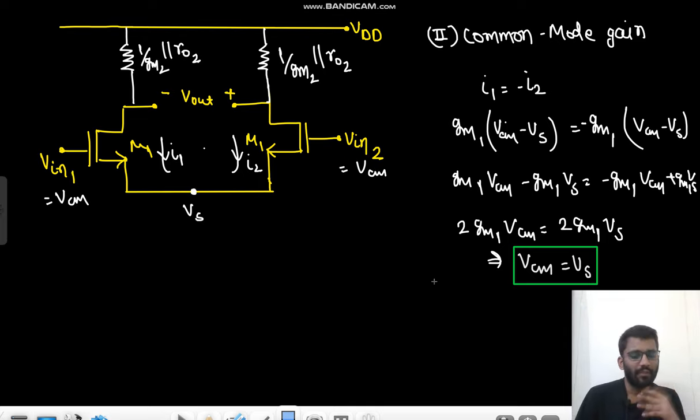Okay, in the previous case when there was voltage source, we were getting some common mode gain, but here we are getting common mode gain to be 0. So this is one of the advantages of using current source as a tail. There are more advantages. When there is a mismatch, we will see that. Okay, so this is one of the advantages.